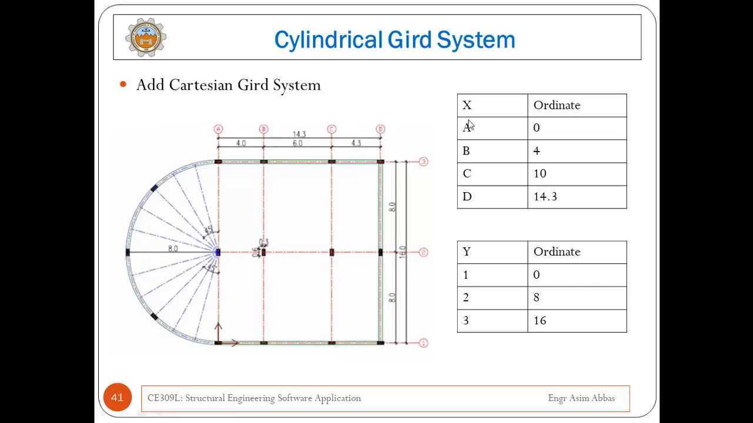So for that, the number of grid lines in the X direction is 4, and the spacing is given in this table. Similarly, the number of grid lines required in the Y direction is 3, and the spacing is given in this table. Now I will add a cylindrical grid system.